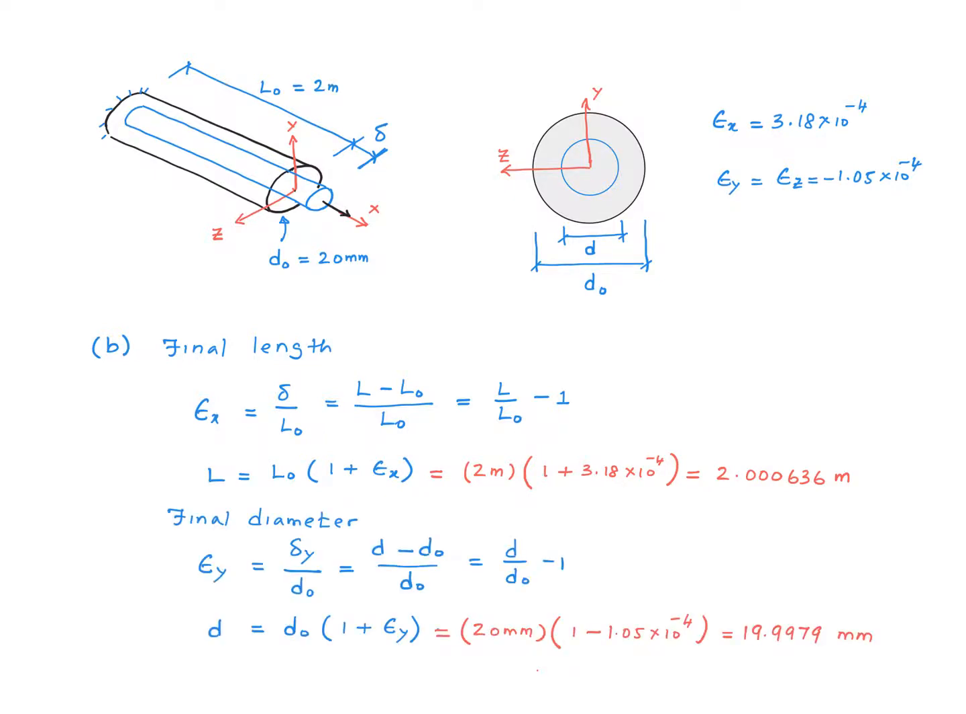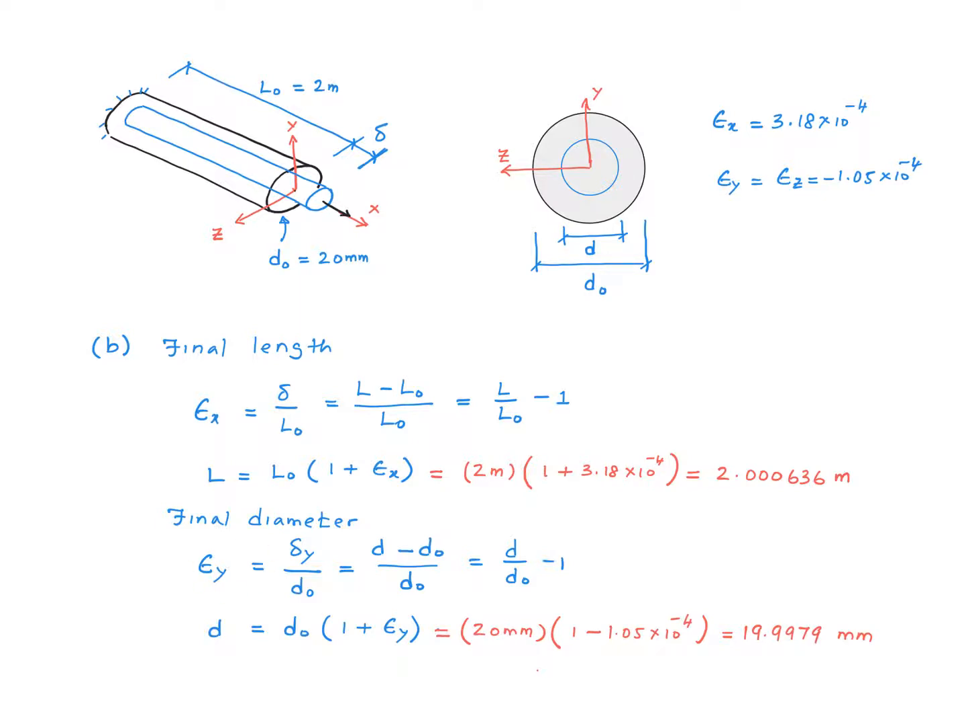Following the same approach, we use the strain either in the y direction or the z direction in order to calculate the final diameter of the rod. We are able to use either the strain in the y direction or the z direction simply because this is a circular cross-section. Therefore, the diameter before and after are the same in both y and z directions. Here I choose to use the strain in the y direction.